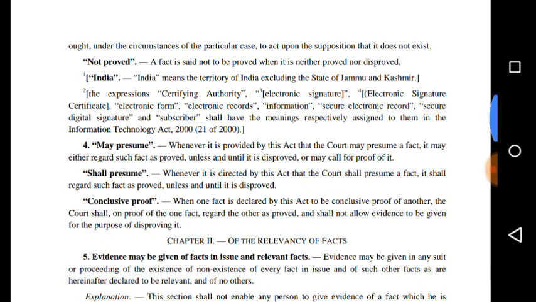After this, the definition of India. India means the territory of India excluding the state of Jammu and Kashmir. The expressions certifying authority, electronic signature certificate, electronic form, electronic record, information, secure electronic record, secure digital signature and subscriber shall have the same meaning respectively assigned to them in the Information Technology Act, 2000 (21 of 2000). So for definitions of other things, for example certifying authority and electronic signature certificate, we have to read the definitions in the Information Technology Act, 2000. Only then can we get these definitions.